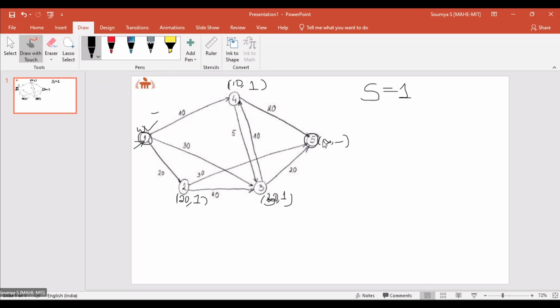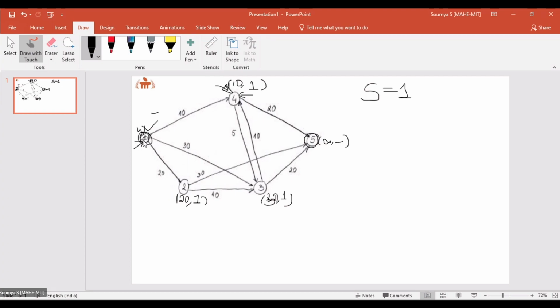Which is the least among all this? It is 4, isn't it? Why 4? Because the cost of 4 is 10, whereas the cost of 2 is 20 and the cost of 3 is 30 and the cost of 5 is infinity. So among all this, 4 is the one that has got the least path or the least cost. So now I make 4 as the working node.